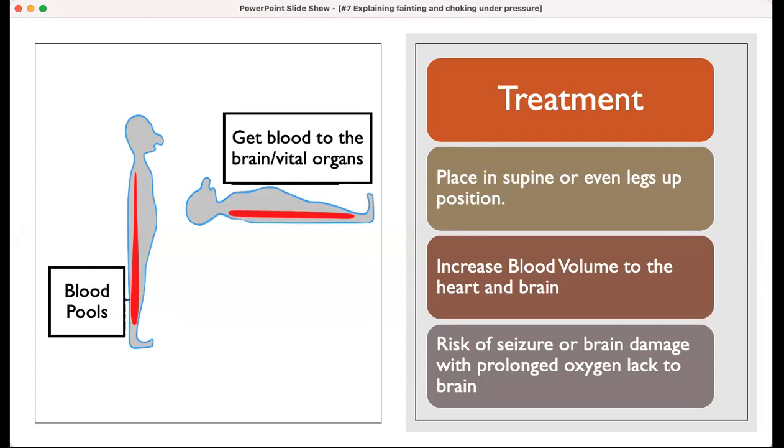So the treatment is place the person in the supine position. The other thing you can do is get the legs up. That would be a very wise idea: put the feet up on a chair, and have the person lying down on the floor. The whole point is to get increased blood volume to your brain and your heart. And if you don't, you have an increased risk of seizure or brain damage with prolonged oxygen lack to the brain.